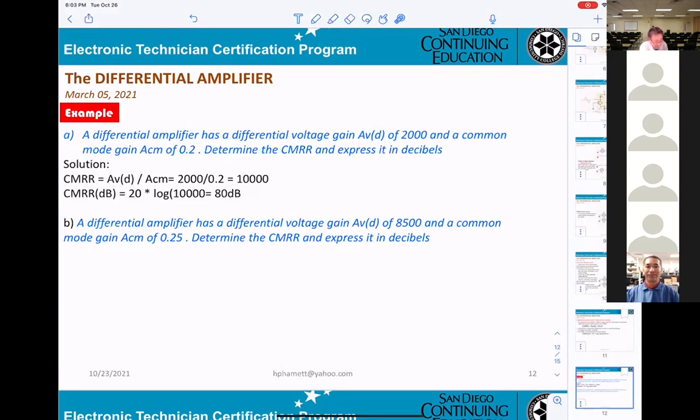My solution: CMRR equals 10,000. If I convert into decibels, it will be 80 dB. Try that by yourself first and make sure you can get the same answer.